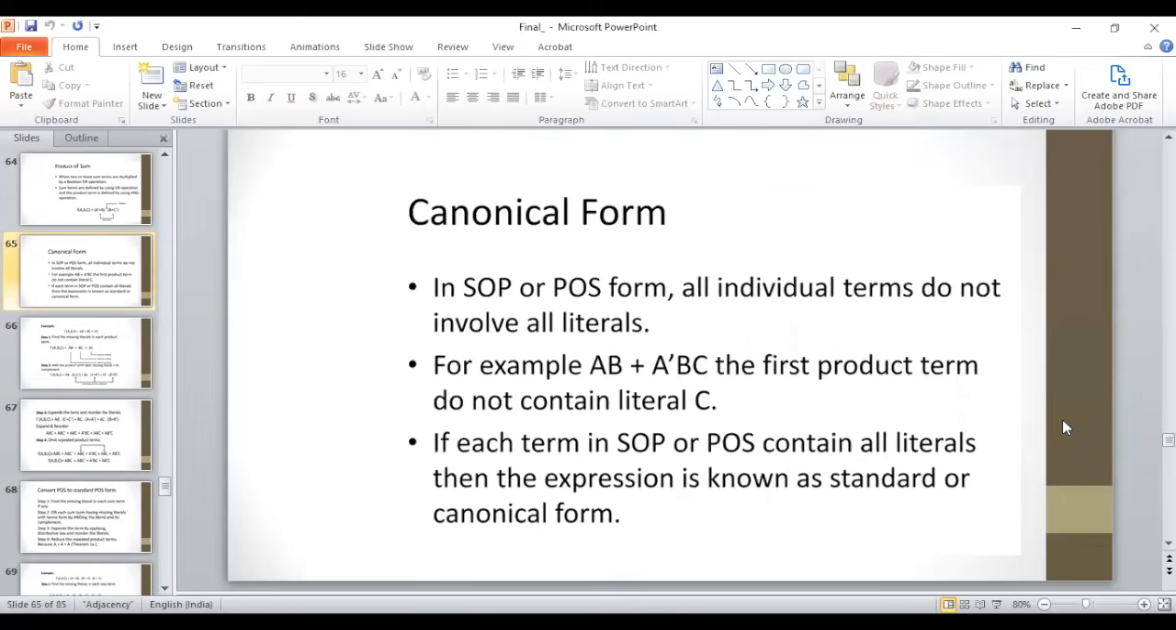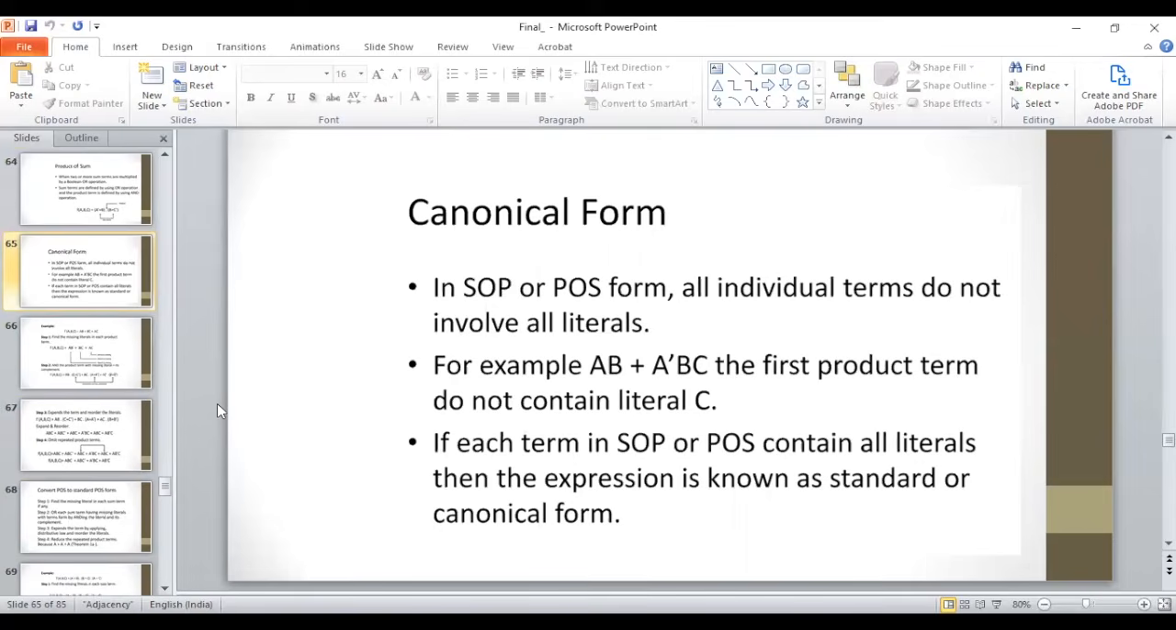Now, what is this canonical form all about? When I say canonical form, it means that I am going to have every variable in a pattern, or the regular pattern is formed. This is what canonical form is all about.